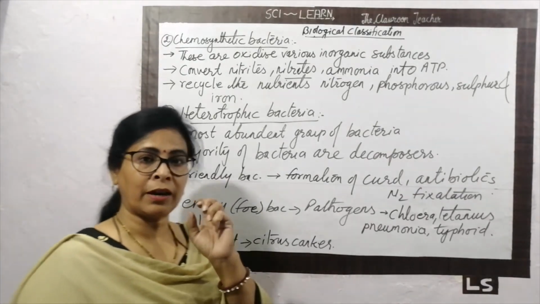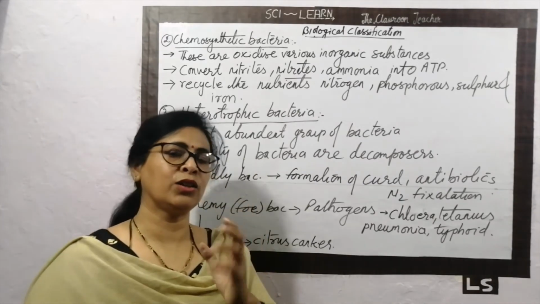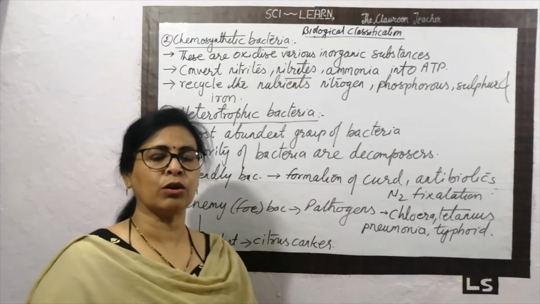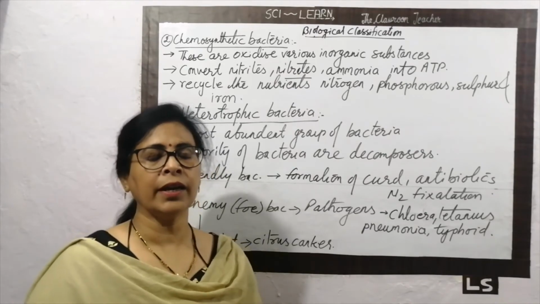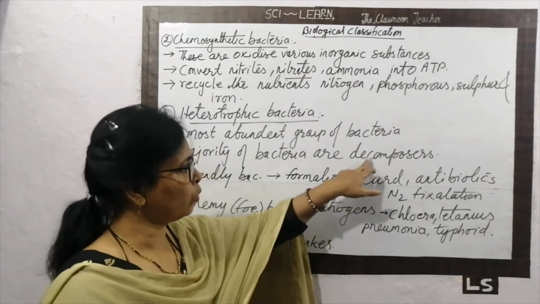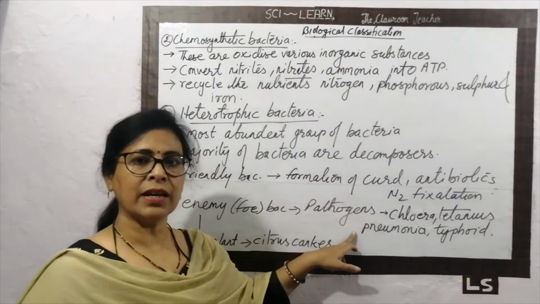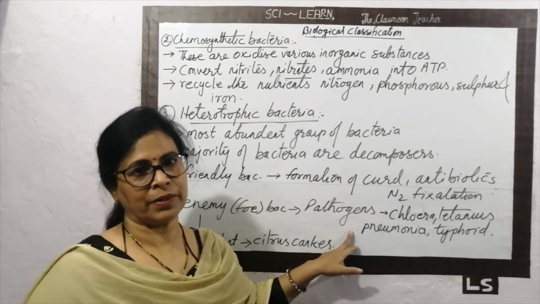So we are able to divide the bacteria into 3 wide groups. Autotrophic is of 2 types, photosynthetic and chemosynthetic, and one is heterotrophic, in which we include the decomposers as well as the parasite bacteria.